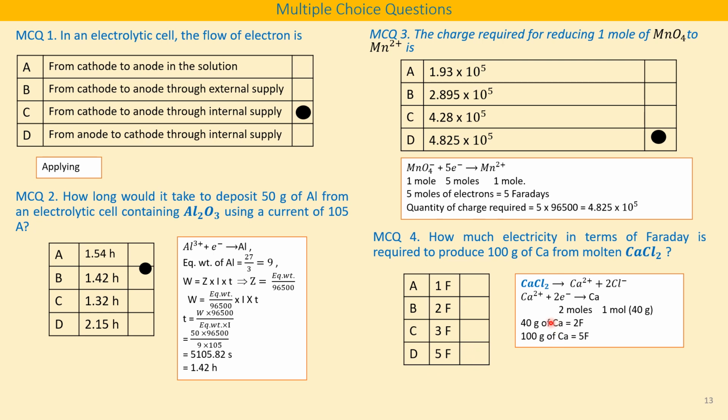So the calculation is CaCl2 gives Ca2+ + 2Cl-. That is, Ca2+ gets reduced forming Ca. So we can write 2 moles of electrons gives 1 mole, that is 40 grams. So 40 grams of calcium needs 2F. So 100 grams of Ca needs 5F. So the correct answer is D, please mark it, option D.